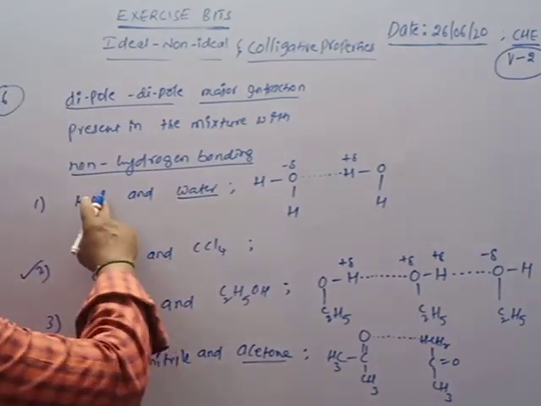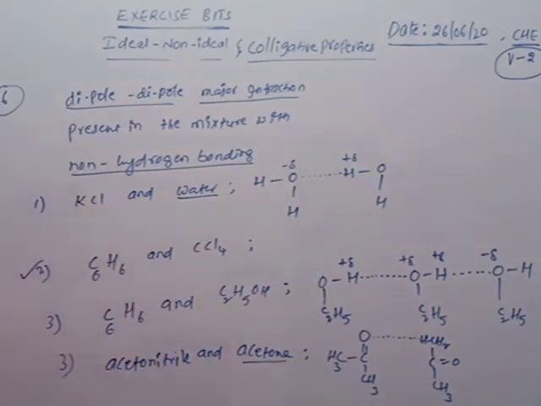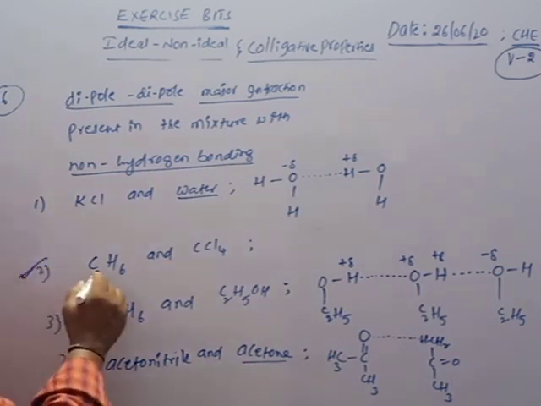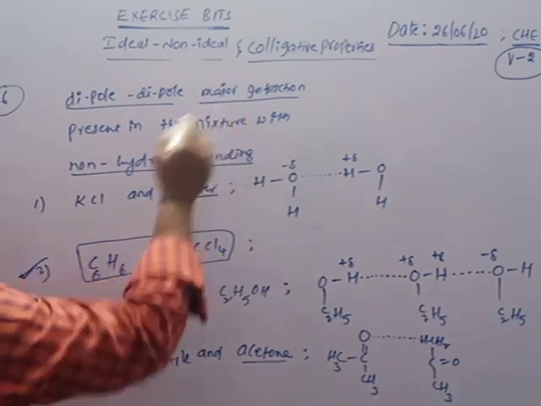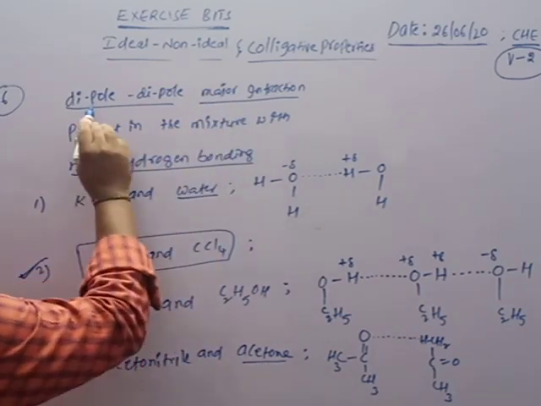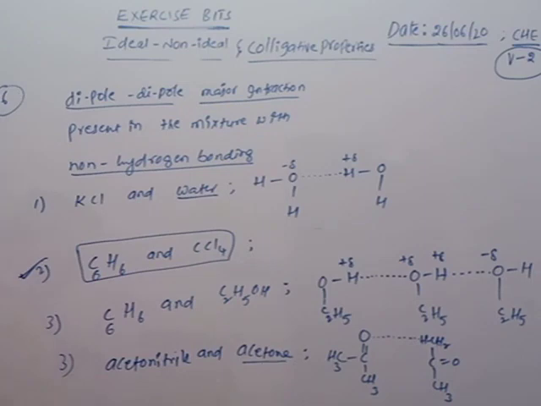Now the first, third and fourth options have small dipole-dipole attractions. But the second option, that is benzene and carbon tetrachloride, has major interactions of dipole-dipole moment. Okay. So next one is question number 37.